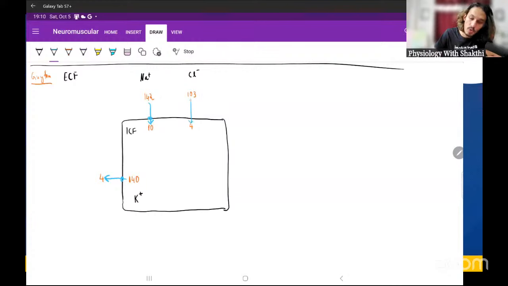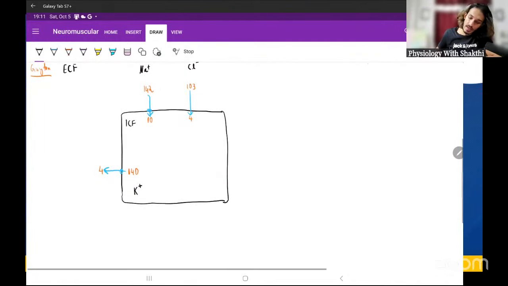It will try to go inside. Okay. So the major extracellular anion is chloride. Major intracellular anion? So this is where there might be a little confusion. I've seen MCQs where a lot of people make a mistake.